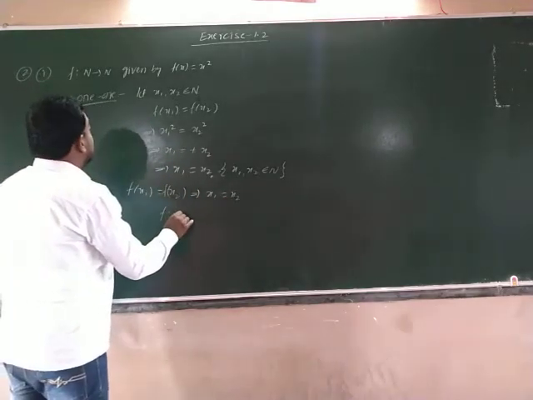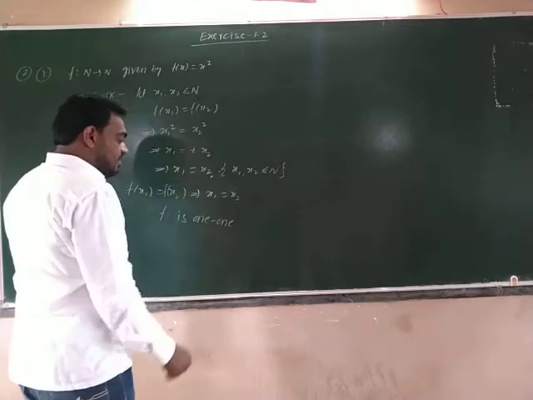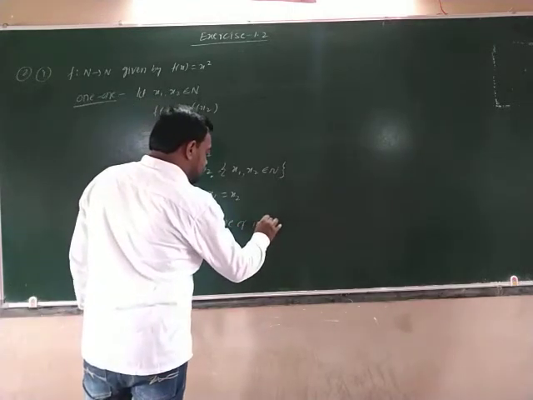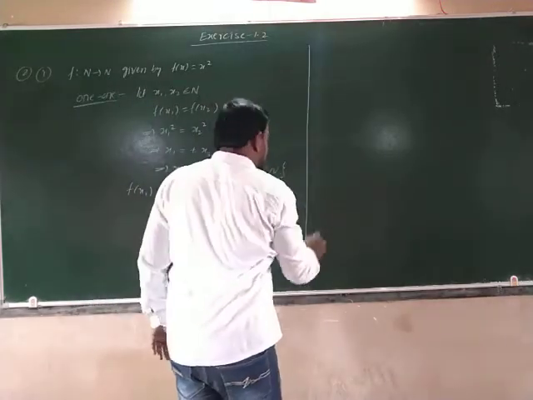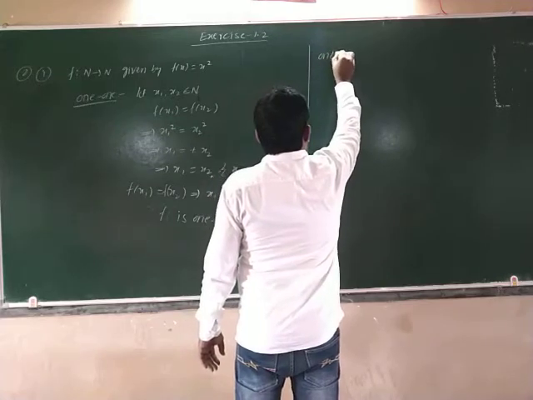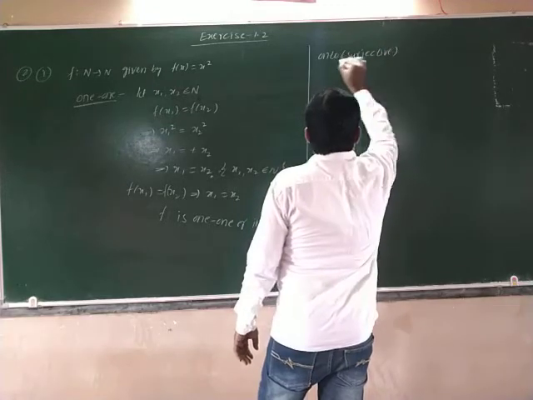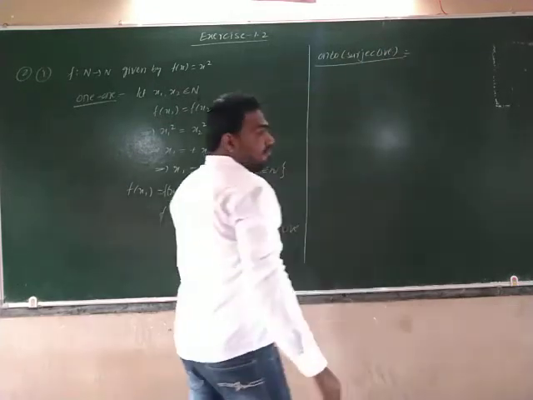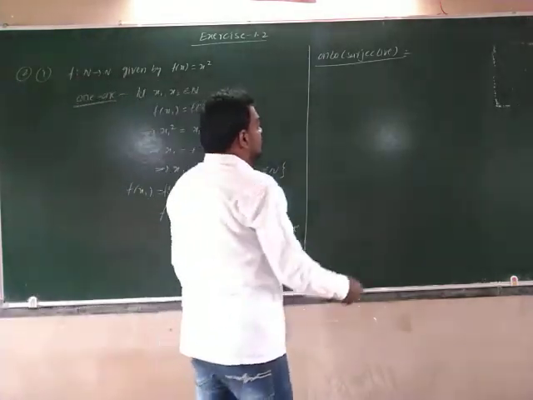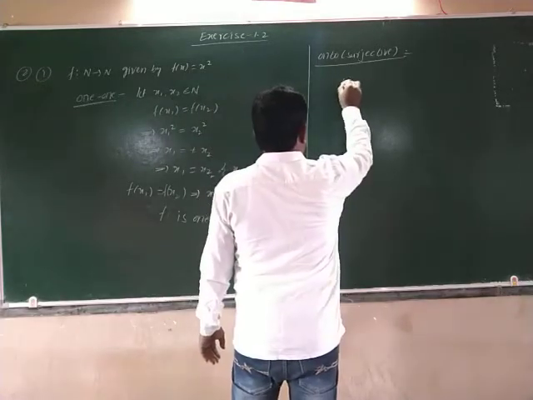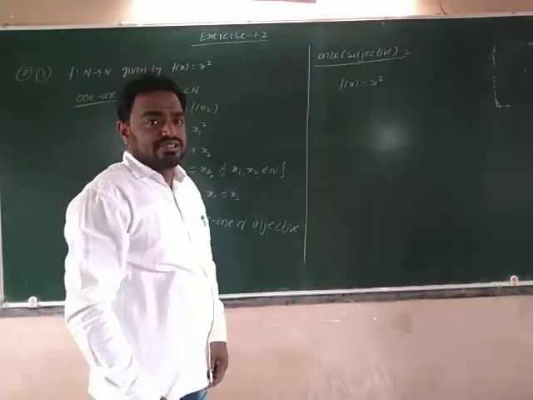Therefore, f is a one-one function. F is one-one or injective. Now we are discussing onto or surjective. Onto or surjective. See how we are writing surjective. Simply, f of x is equal to what? x square. F of x is equal to x square.